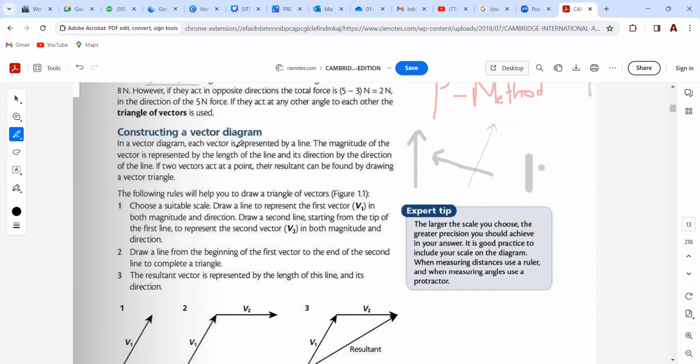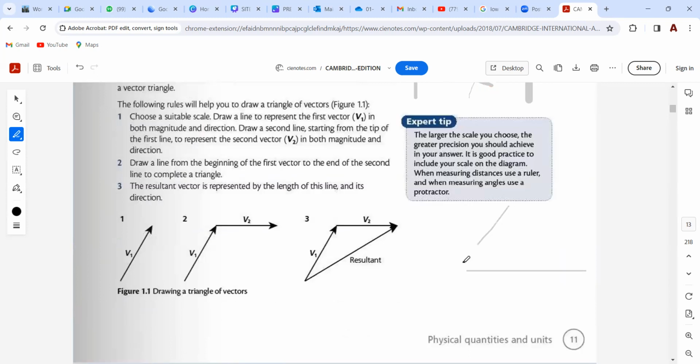So in a vector diagram, each vector is represented by a line. The magnitude of the vector is represented by the length of the line and its direction by the direction of the line. Direction line कैसे मिलता है? Angle से मिलता है. For example, this is one line, this is another line, and there's an angle of let's say 60 degrees in between. Now you can say कि अगर there's an angle of 60 degrees, so this vector A is 60 degrees north of B. अगर यहाँ पे north है, तो you need to sort of provide a reference to explain the directionality of that vector as well.